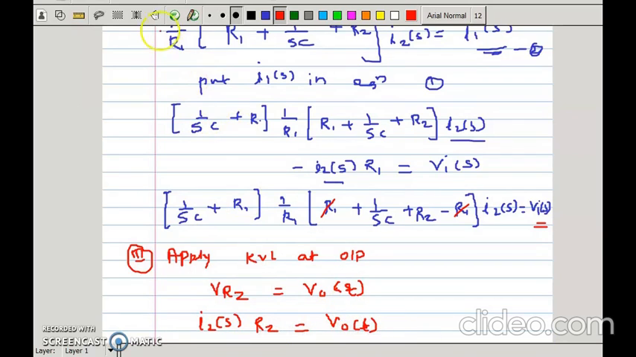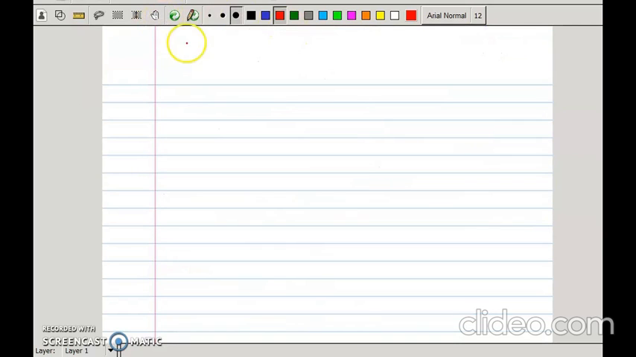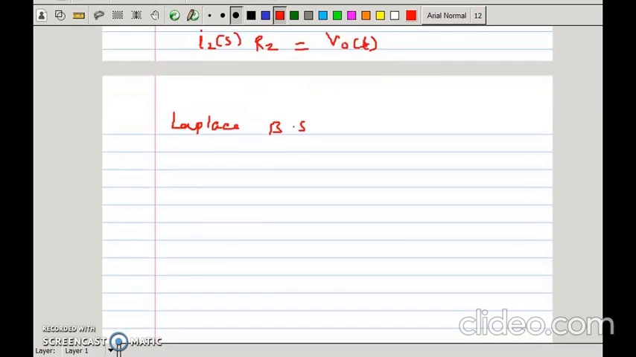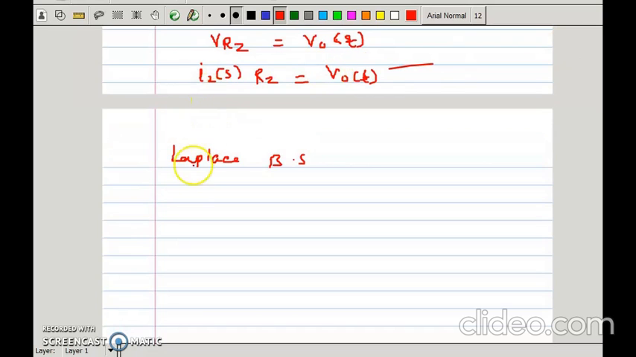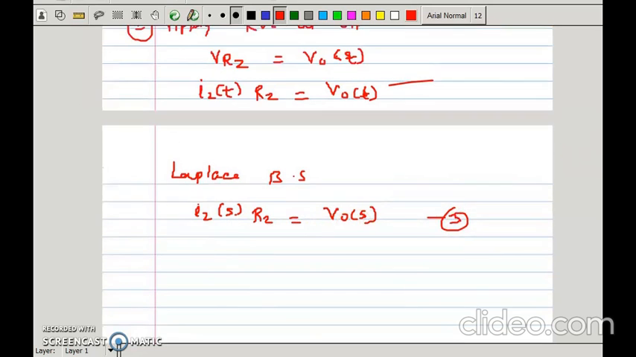When we apply Laplace on both sides, I2 of t becomes I2 of S, times R2, equal to Vo of S. Now this is your equation number 3, and this is equation number.